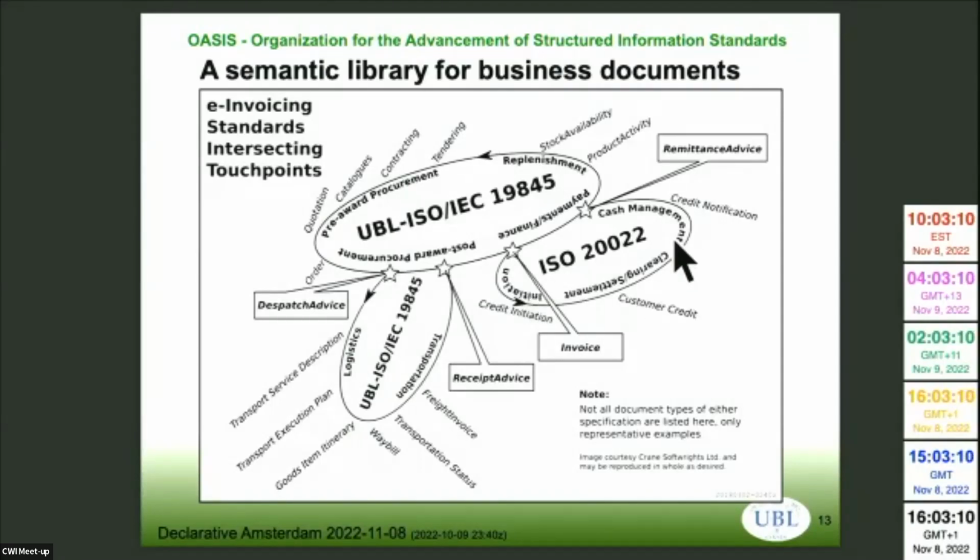Now, UBL is not trying to step on anybody's toes, and so ISO 20022, the banking standard, is used in the banking world until you get the remittance. And then I might need to check for any replenishment, and I might need to order again. And so this is circular.